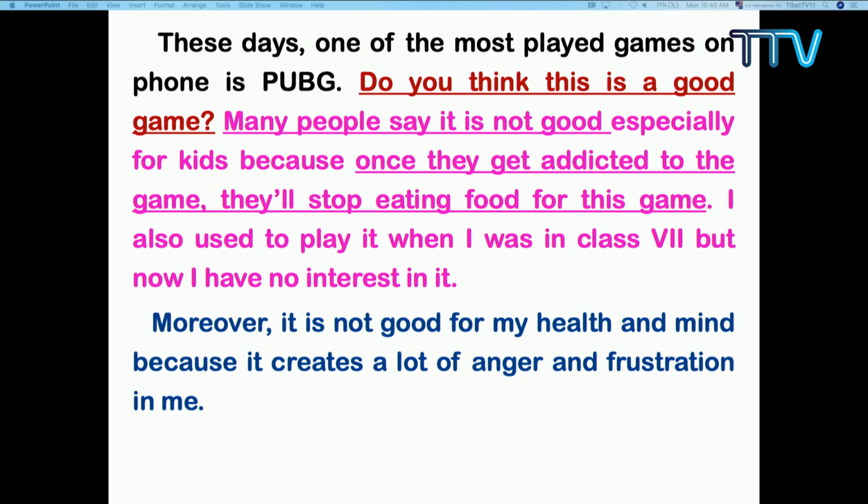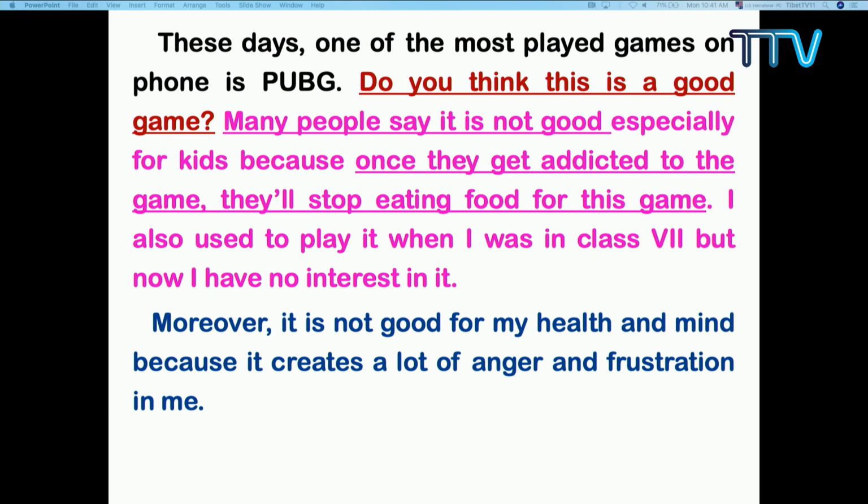Especially for kids, because now look at the other underlined part of the sentence. Once they get addicted to the game, they'll stop eating food for this game. Now look at this. Once they get addicted to the game. Is it a clause? Of course, right? They'll stop eating food for this game. Now this part can function as a separate sentence. But the previous part, once they get addicted to the game, is a dependent clause. Once they get addicted to the game means something is missing, right? You need to add something.